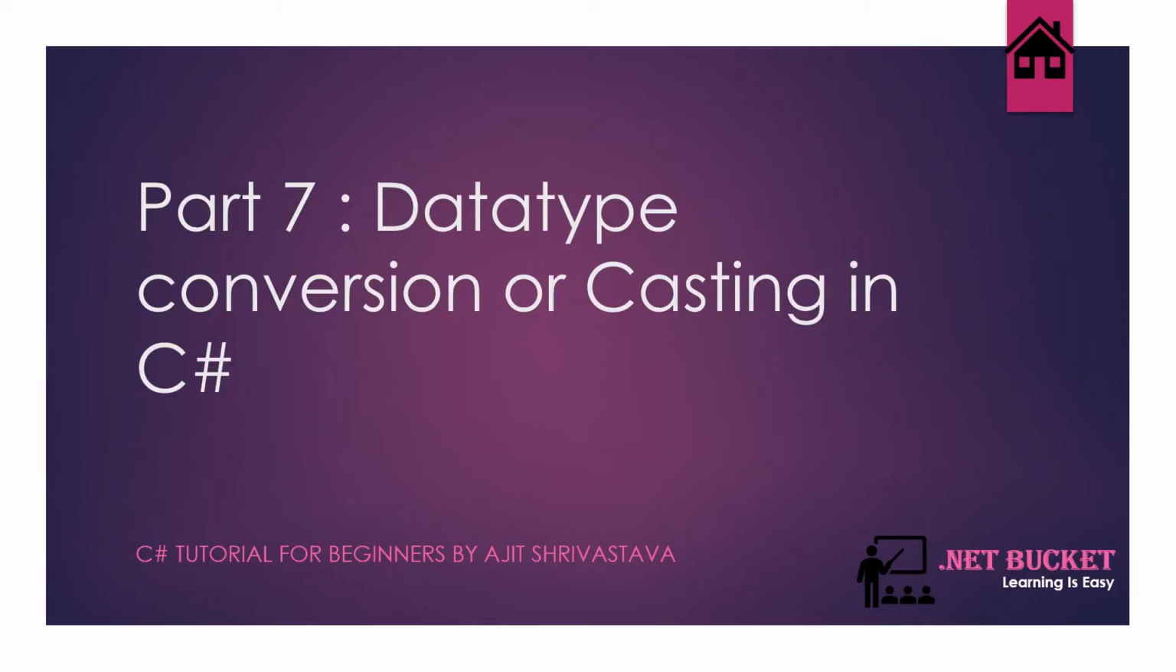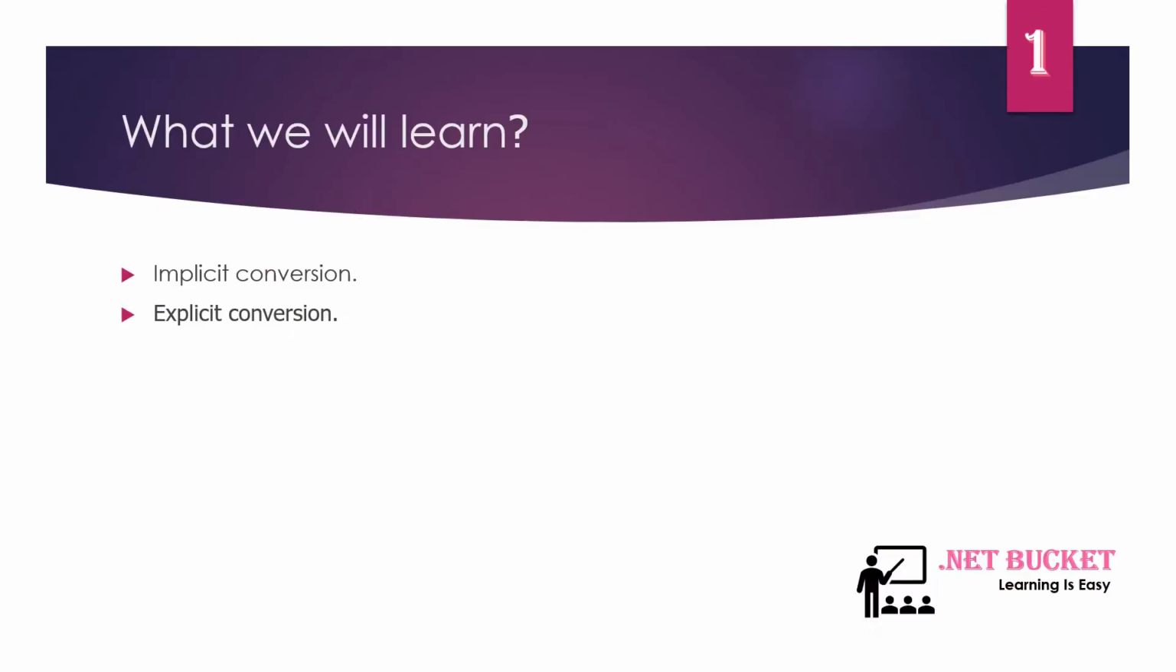I am Ajit Srivastav and this is part 7 where we'll be discussing data type conversion or casting in C#. That means how to convert a variable of one data type to another data type. There are two kinds of conversion: one is implicit and one is explicit conversion. We'll see how we can perform this conversion through code itself. So let's directly jump to code.